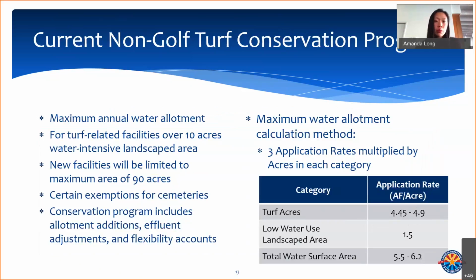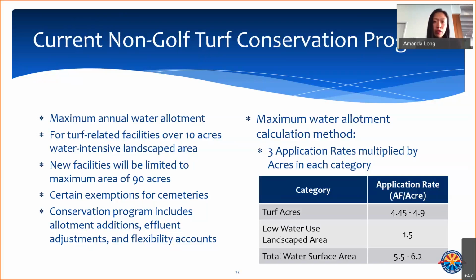So the current conservation program for non-golf facilities includes a maximum annual water allotment. It limits new facilities to less than 90 acres, and there are some additional exemptions for cemeteries. The program also includes allotment additions, adjustments for effluents, and flex accounts. As these additional components aren't common with golf courses, we will, as Natalie said, leave that discussion for our next meeting and focus today on the allotment calculation.